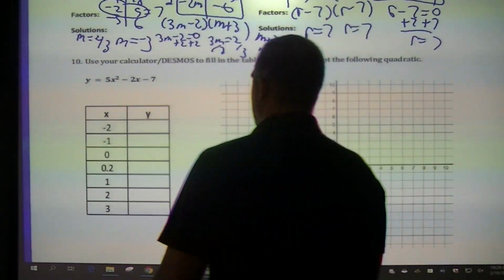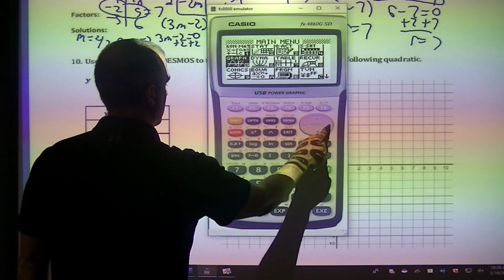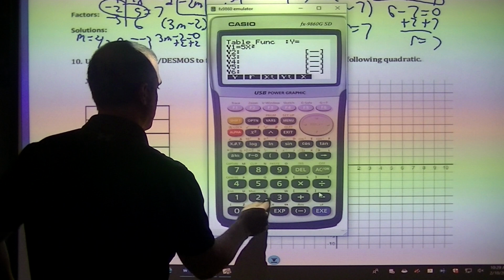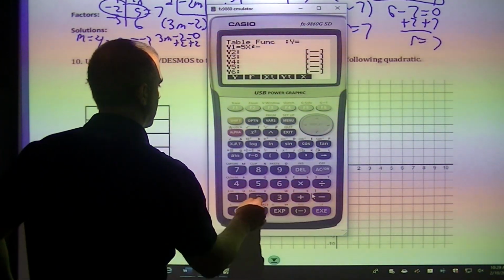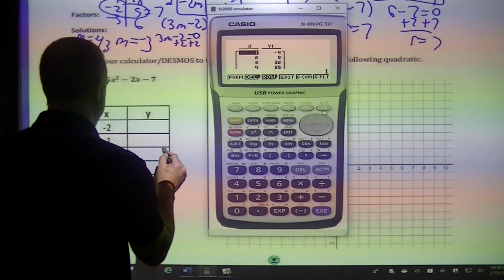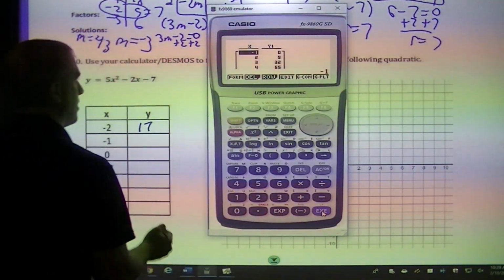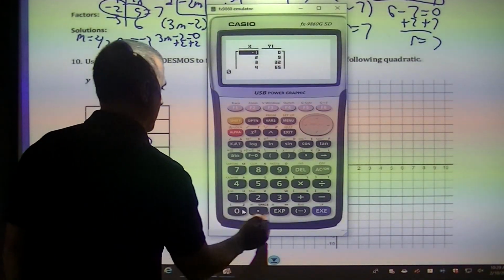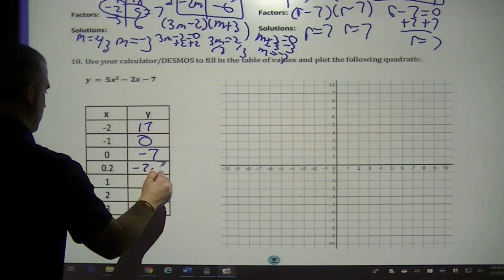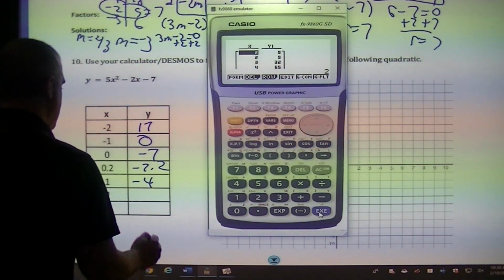Okay? All right, if you want to, you can use your Desmos to come up with your graph or your table. Okay? So that's 5 alpha x squared minus 2x minus 7. Okay, so my table, if I want to put these in, that's negative 2. That's 17. Negative 1, which is 0. Okay, 0 is negative 7. 0.2 is negative 7.2. 1 is negative 4. 2 is 9. 3 is 32.